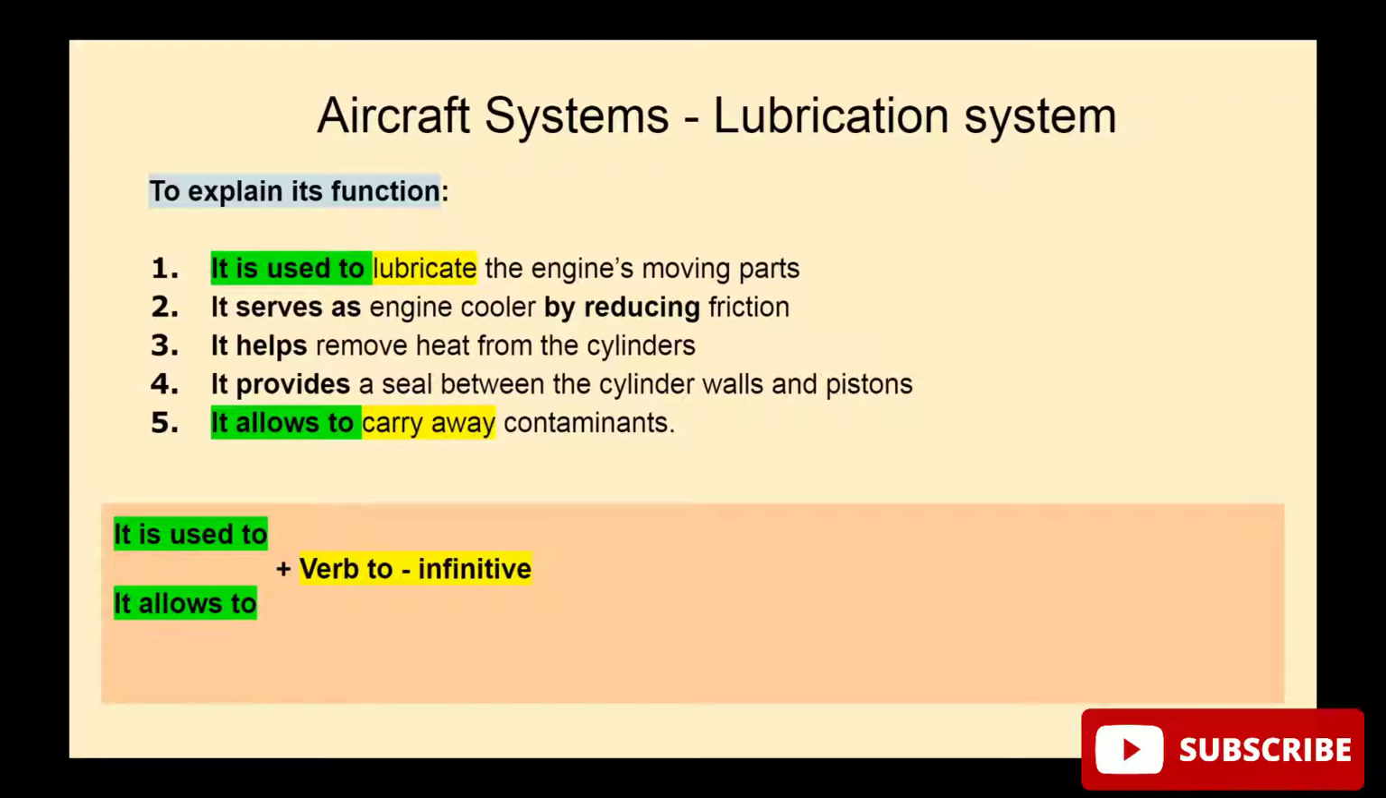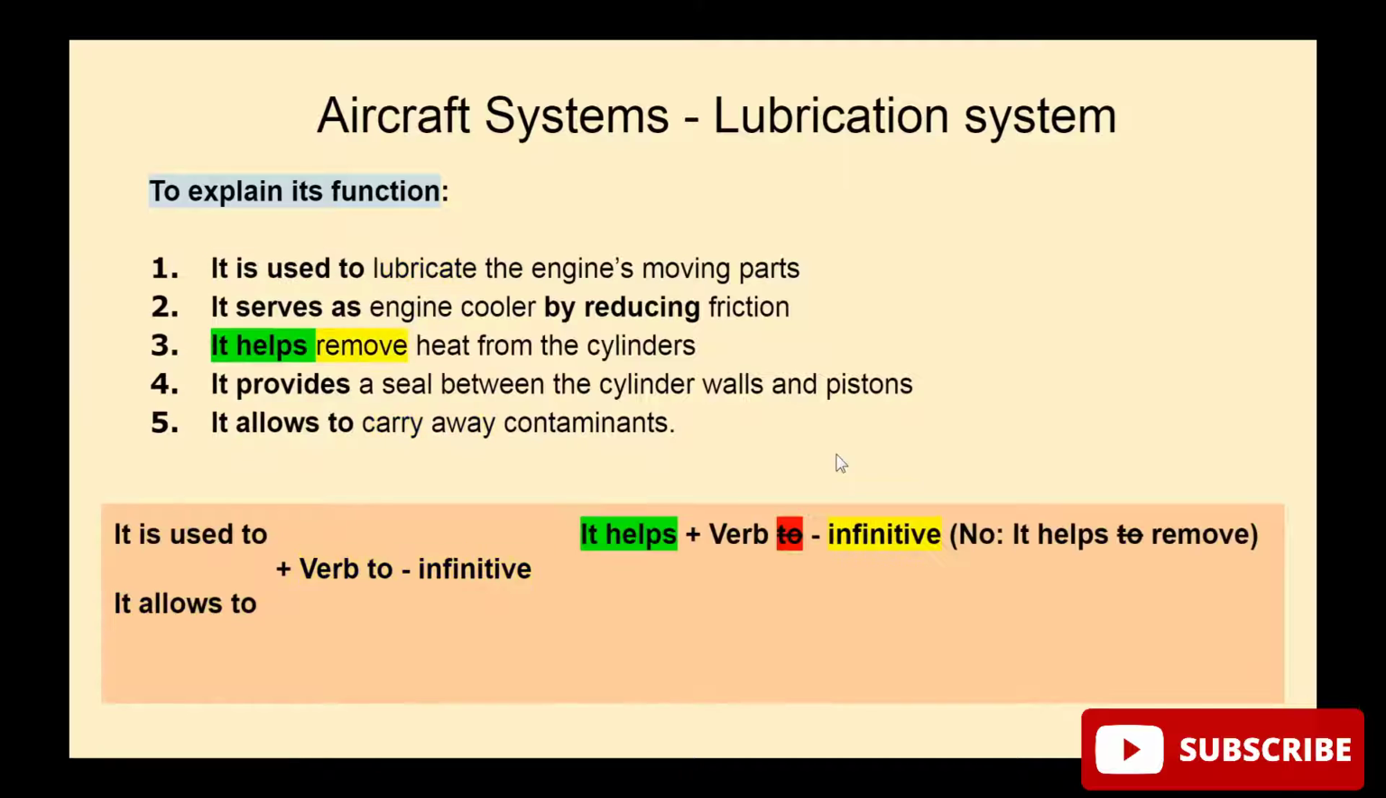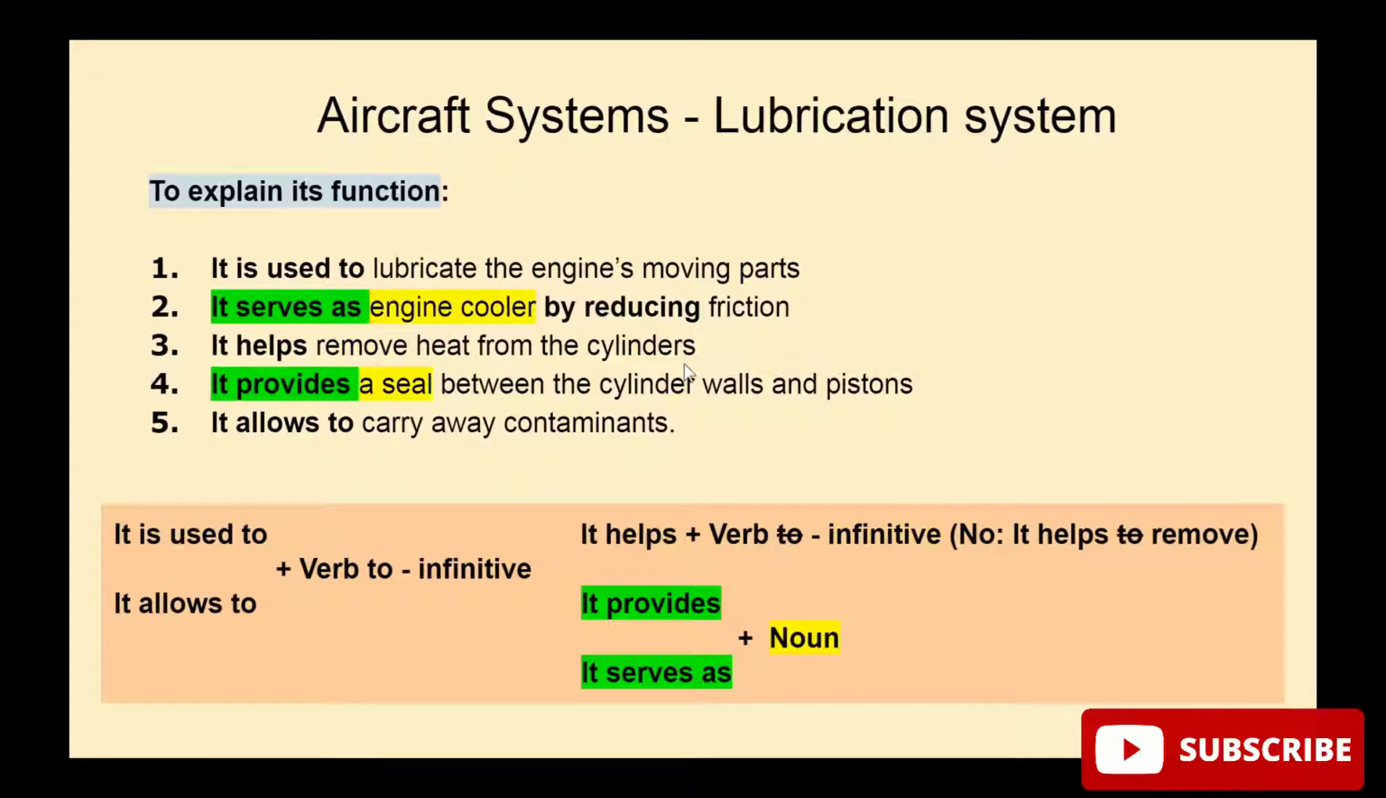As we saw before, we can use different expressions to explain the function of a system. For example, it is used to and it allows to plus a verb in infinitive, as in it is used to lubricate the engine's moving parts or it allows to carry away contaminants. Similarly, we can use it helps plus a verb without to, as in it helps remove heat from the cylinders. Finally, we can use it provides and it serves as plus a noun, as in it serves as engine cooler by reducing friction, and it provides a seal between the cylinder walls and pistons.